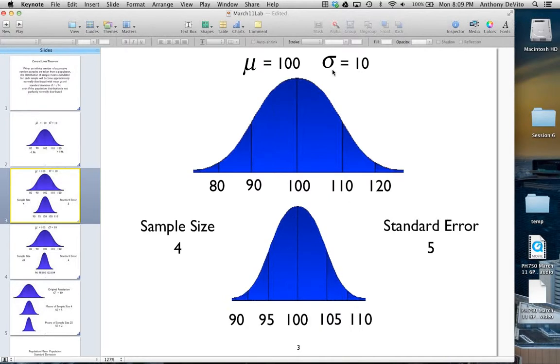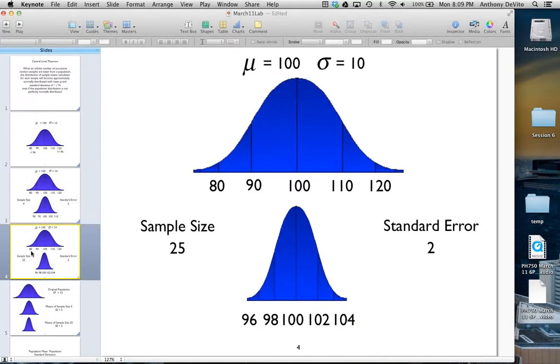In terms of standard deviation, if sigma, the standard deviation of the population, is equal to 10, we can calculate the standard deviation of all of the samples from that population by taking the standard deviation, 10, and dividing it by the square root of the sample size. The square root of 4 is 2, into 10 gives a standard deviation of 5 for all the sample means. We give that a new name. We call it standard error, but it's really the standard deviation of the sample means.